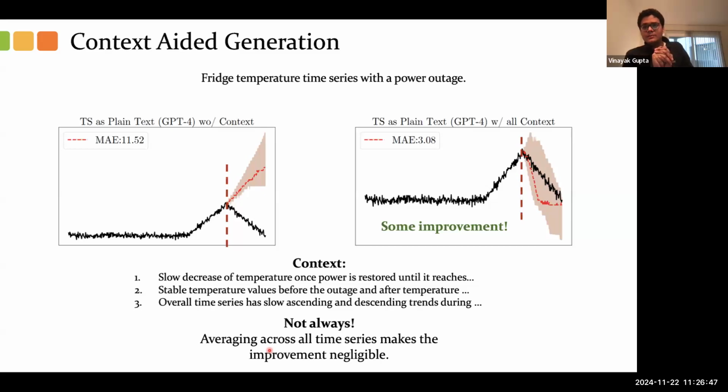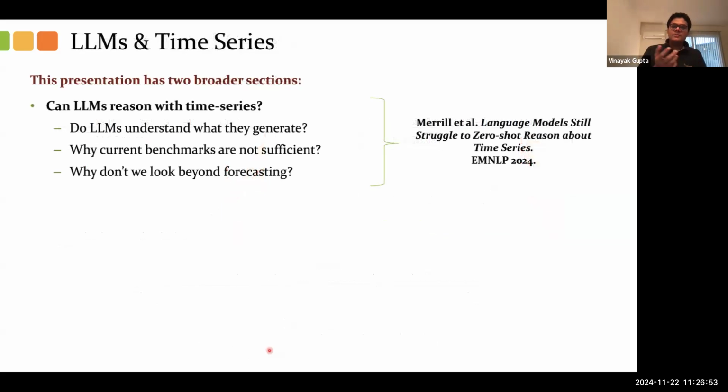And there are many details in the paper as well, like how different types of experiments were conducted and what we found out. So coming back to the question, can LLMs reason with time series? Can they understand, or do we need them for these tasks? For current LLMs, perhaps not. For right now, I don't think so.